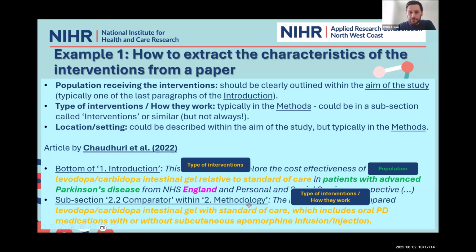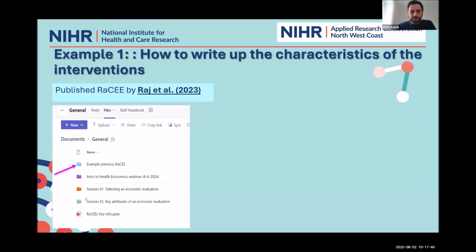And if you look at the methodological section, you will also be able to find some information on how standard of care works. In this particular case, it includes oral Parkinson's disease medication with or without subcutaneous apomorphine infusion or injection. So this is information regarding the administration of standard of care. And also the location, which is England.